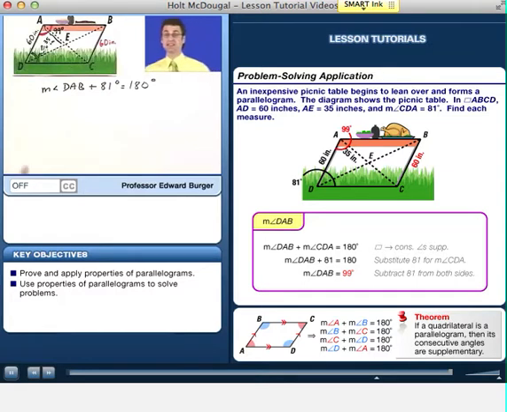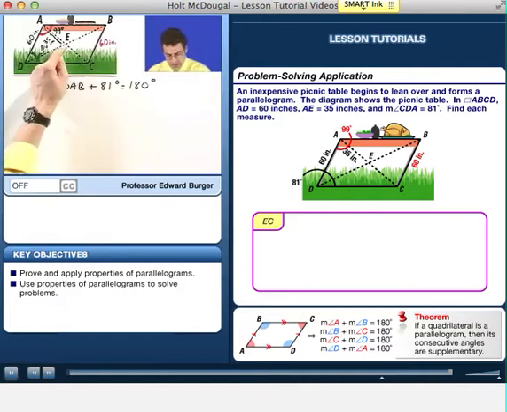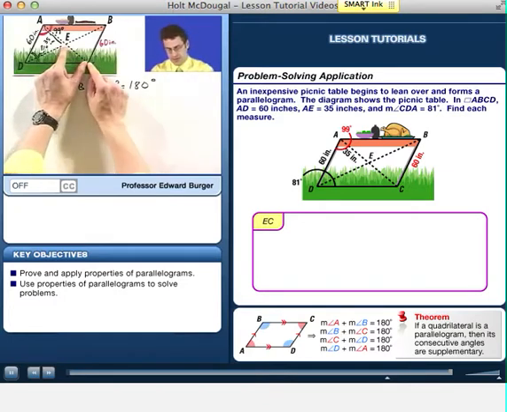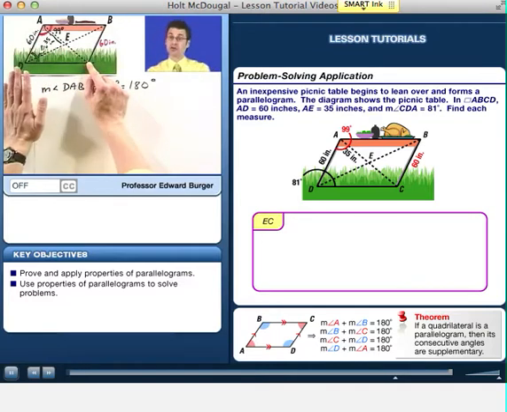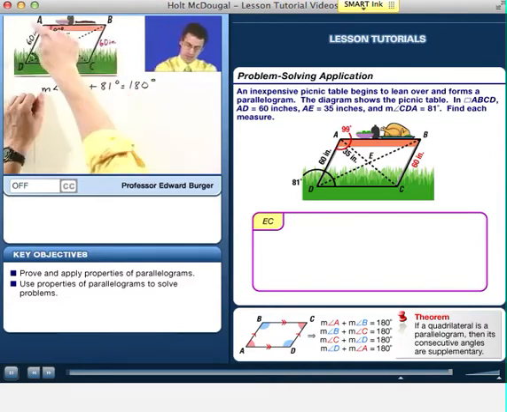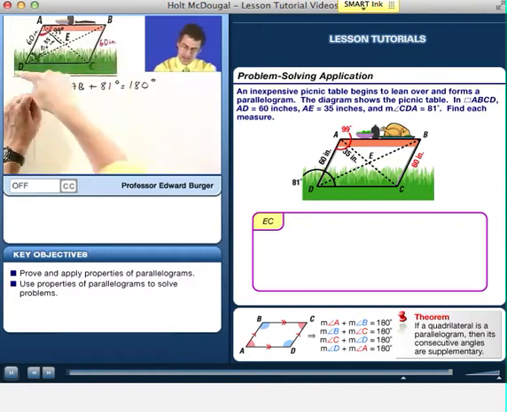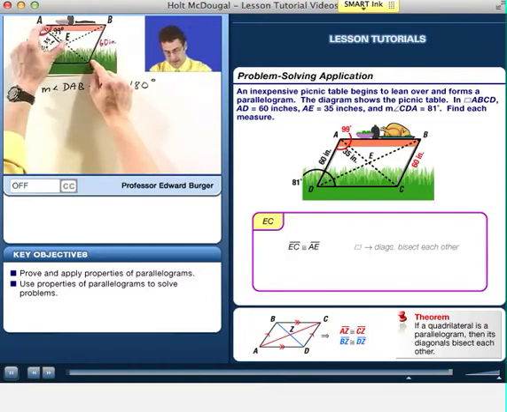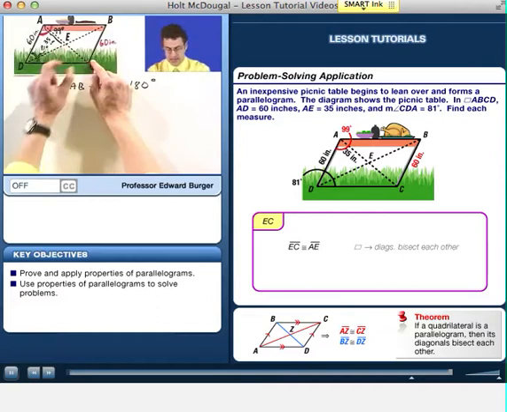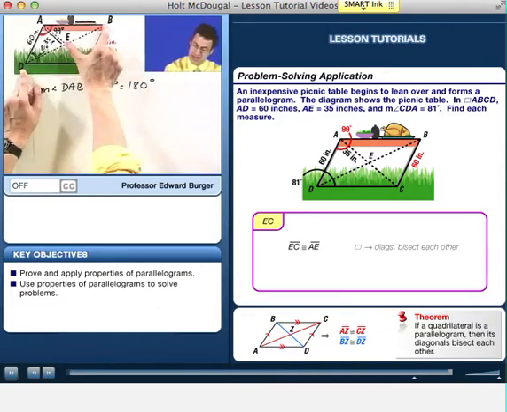And finally, let's see if we can find the length of EC. EC is right here. You notice it's sort of the twin to this part, AE, which we're told is 35 inches. A great property of parallelograms is that if you consider their diagonals, the diagonals bisect each other. So this length is the same as that length, and this length is the same as that length.